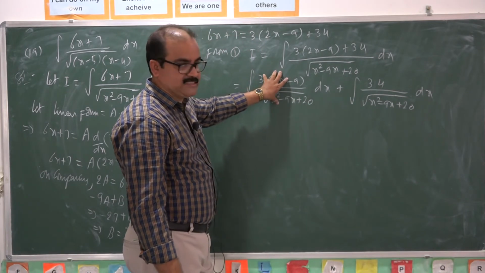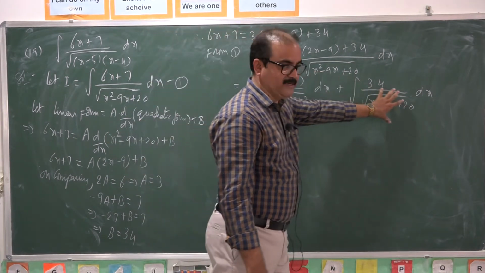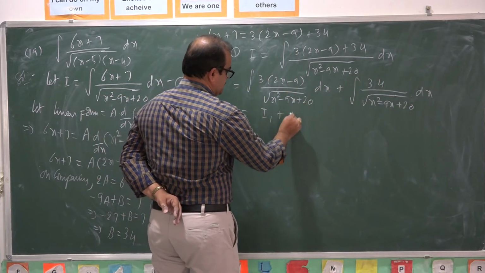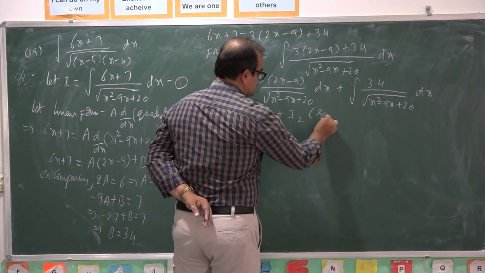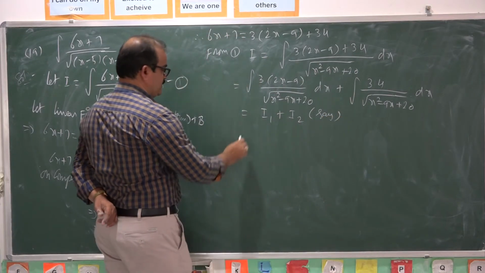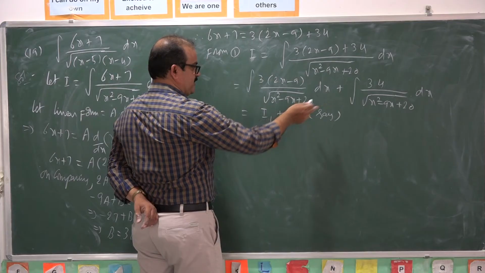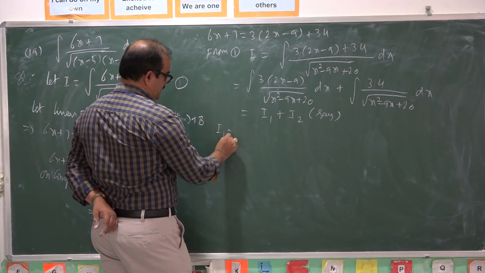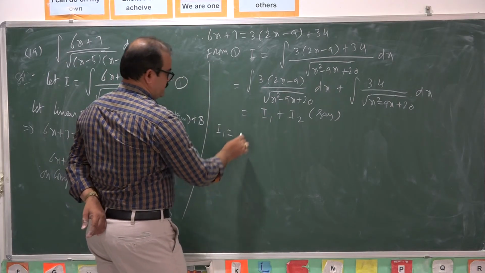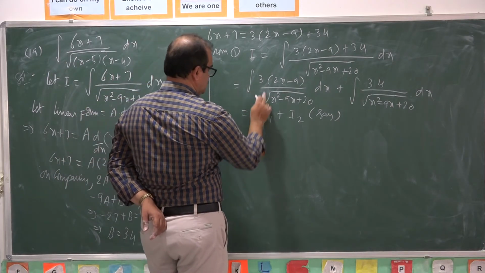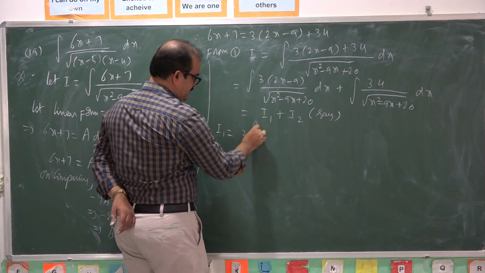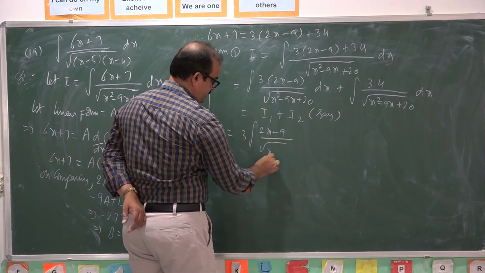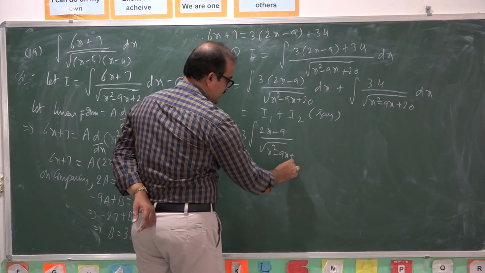Let the first integration be I1 and the second be I2. Then the integral is I1 plus I2. First we find the I1 value and then the I2 value. I1 is equal to the first integral, 3 into integral of 2x minus 9 by root of x square minus 9x plus 20.